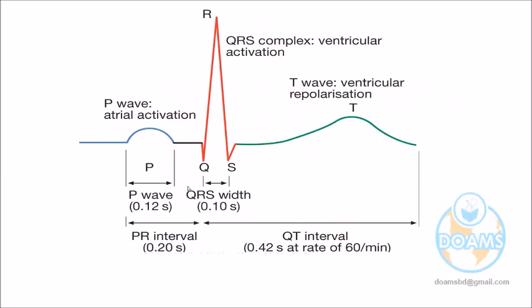Now, these are the durations in the figure. 0.12 second means 2.5 smallest squares here. We have to remember the number of smallest squares by timing. Practically, we have to do it. This is a smallest square, 1 smallest square means 1 millimeter. QT interval in general is 0.42 second, and this QT interval is dependent upon the rate. So sometimes we have to calculate the corrected QT interval.